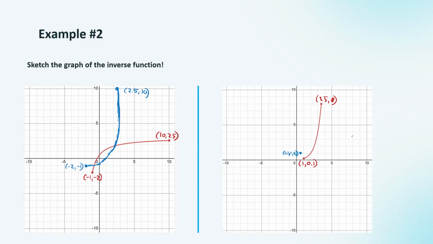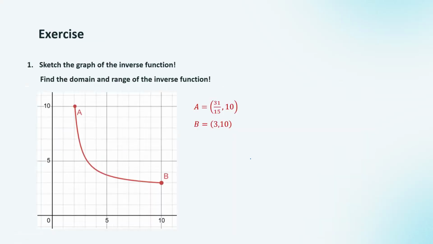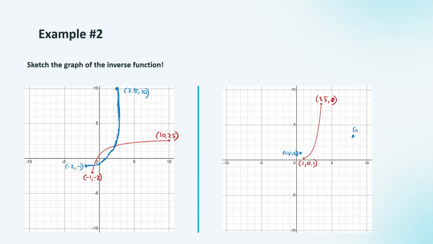3.5. I think over here. 8, sorry. 8, wait, why is it so hard to write the 8? 8, 3.5. Okay, now let's try to draw the inverse.